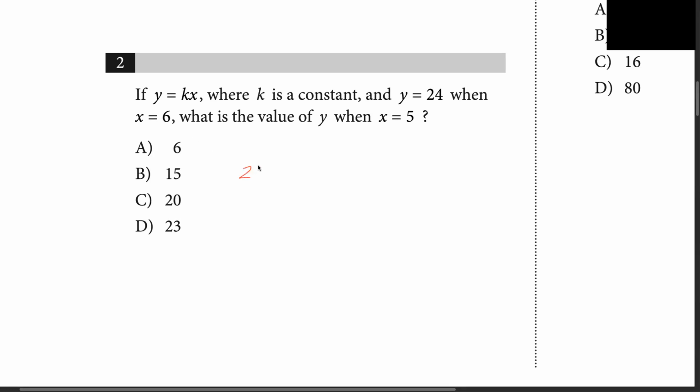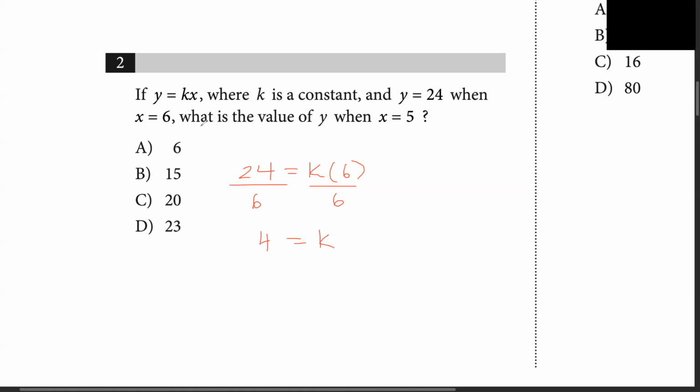So we get 24 equals k times 6. Well, to solve for k, we just divide both sides by 6. And we find that k is equal to 4. Okay, but that's not what the question is asking us for.